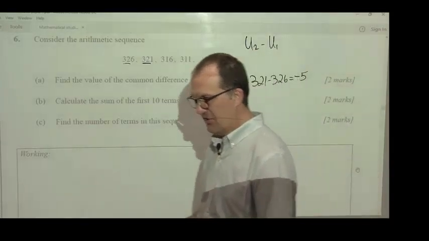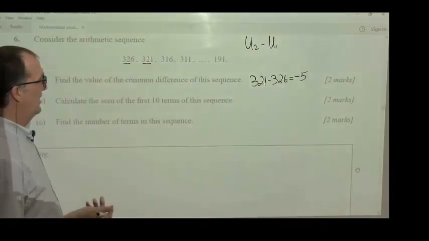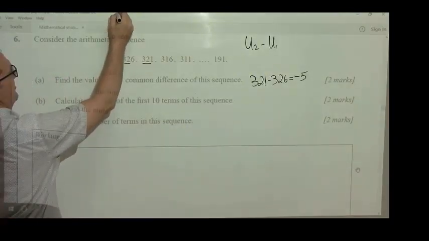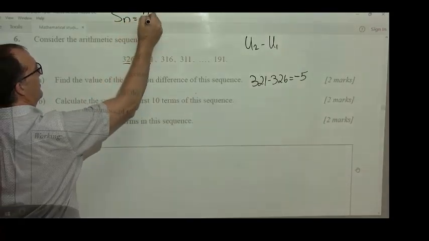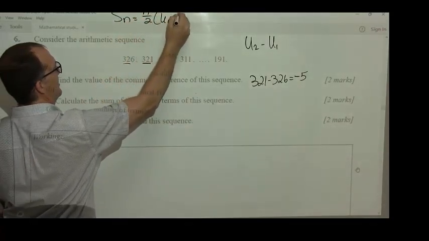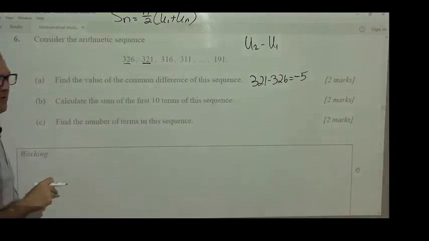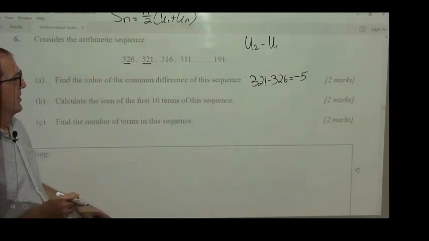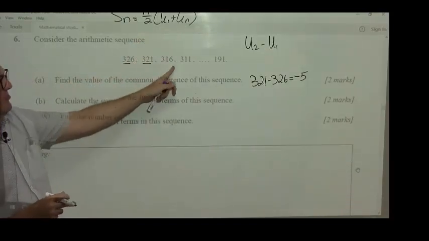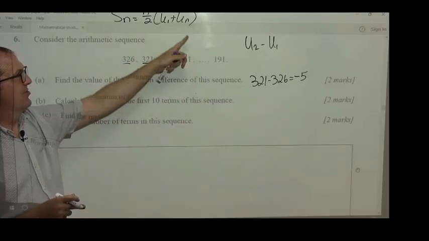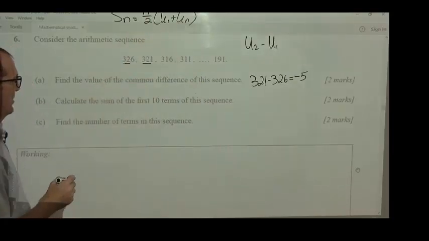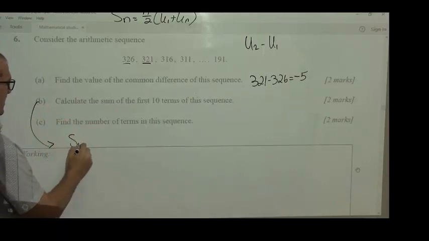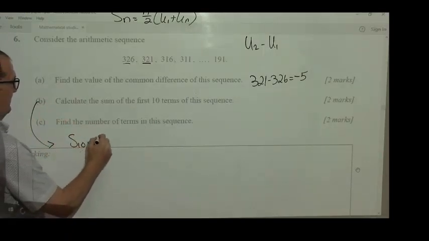Then I want you to calculate the sum of the first 10 terms. And your formula booklet will obviously be with you. We have two possible formulas. The first one is short, and we can use that formula when we know the first term and the last term. They're talking about the first 10 terms, and I don't know what that 10th term is, so I can't use this formula.